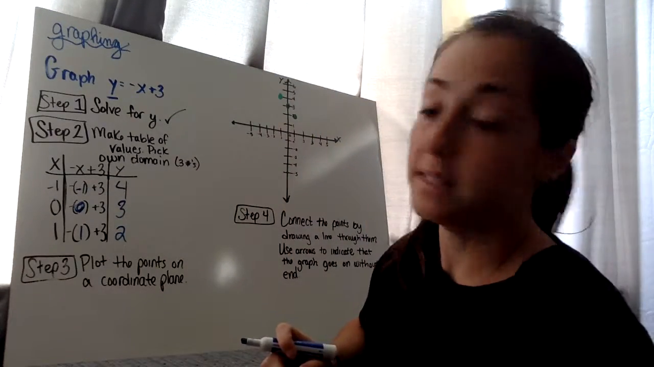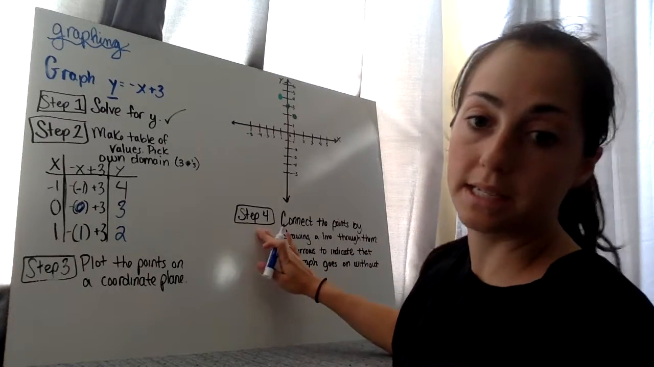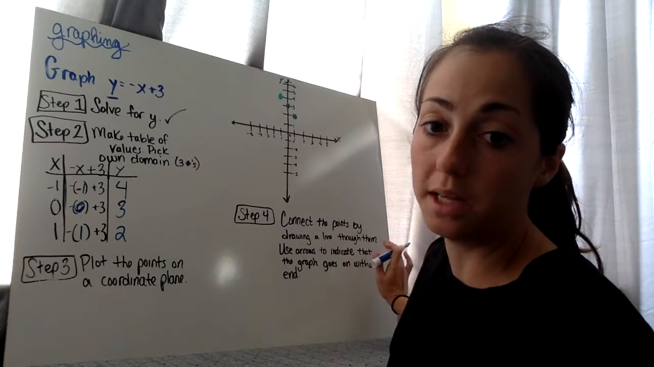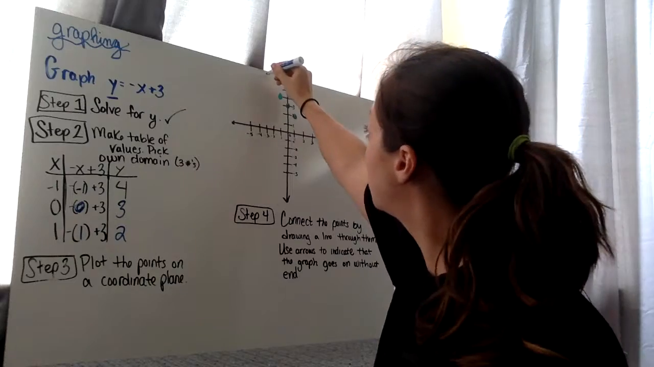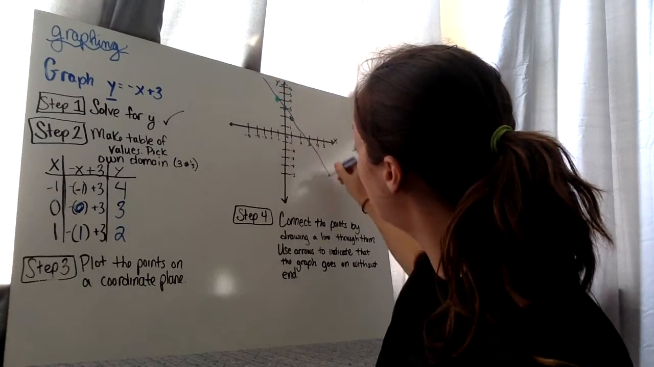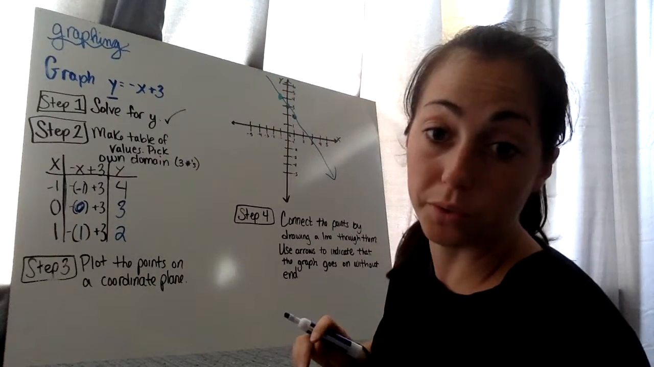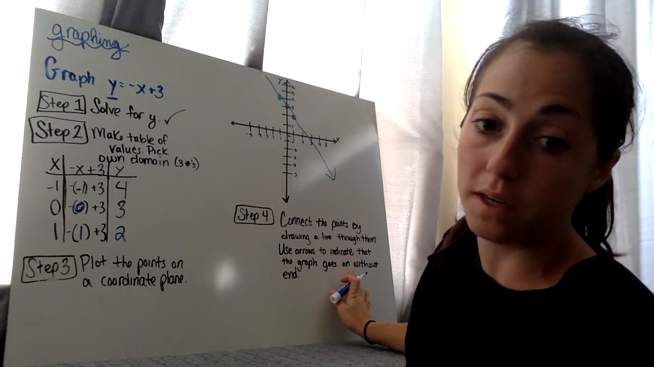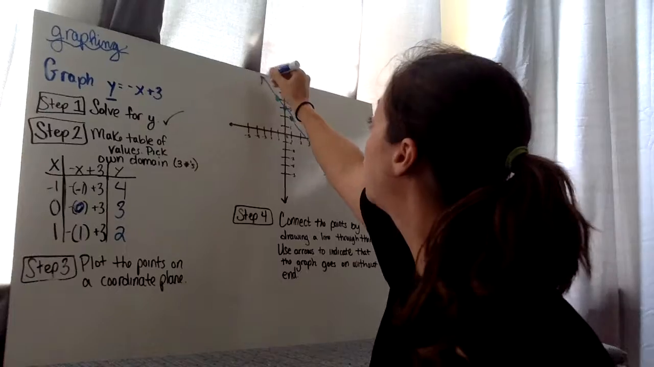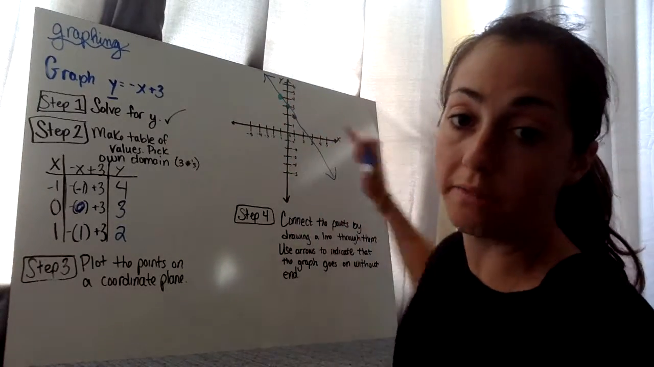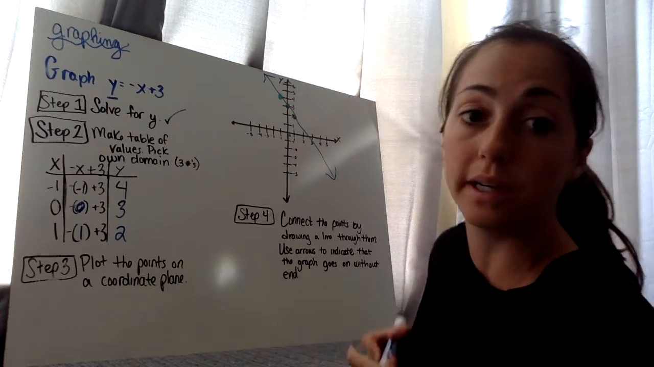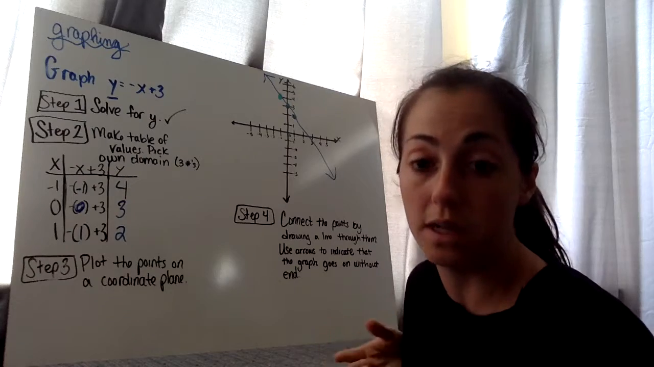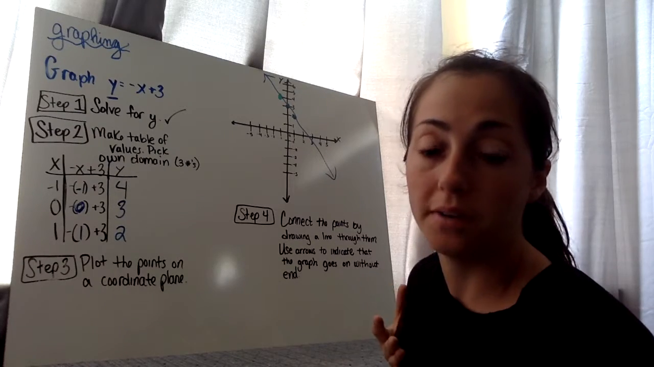When you're done with that, check it out. Step 4 says connect the points by drawing a line through them. So I'm going to connect the points by drawing a line through them. Use a ruler if you can. Use arrows to indicate that the graph goes on without end. So if you do not extend the whole graph and use arrows, you are not doing 100% of your job here. So super important. All right, and that's it.